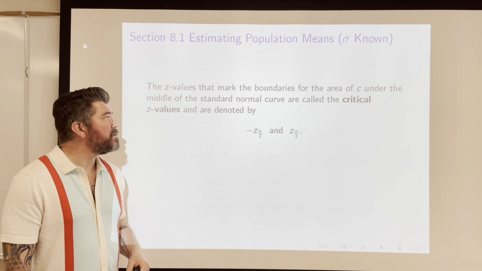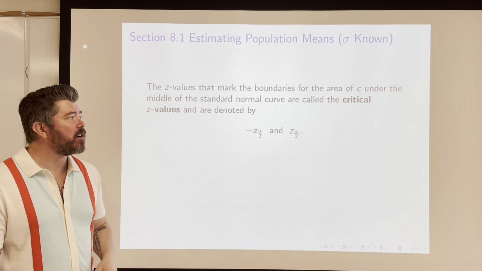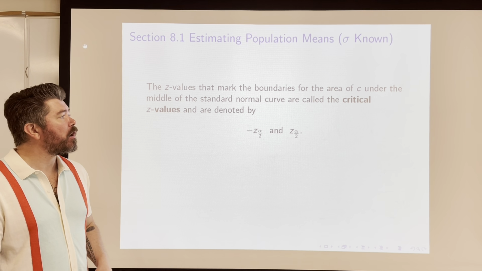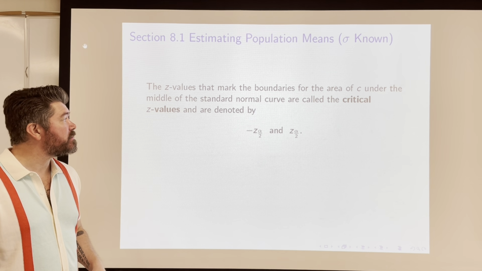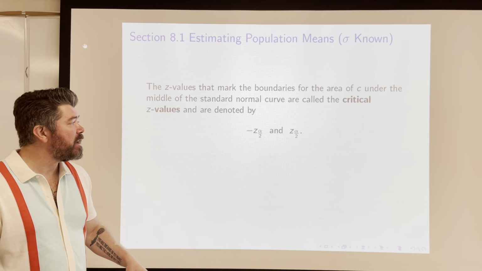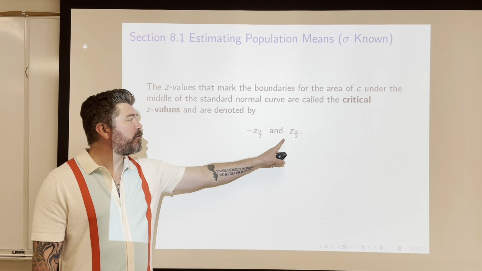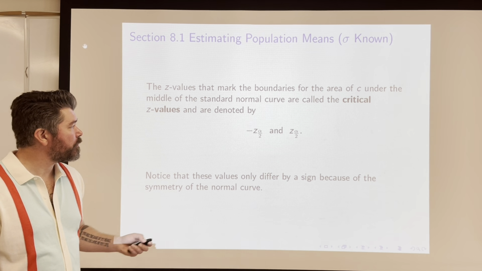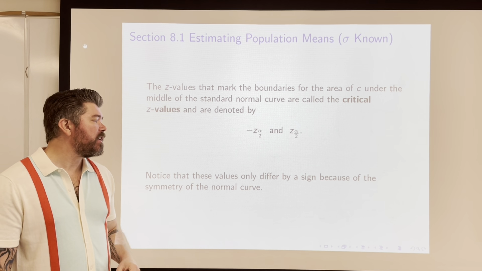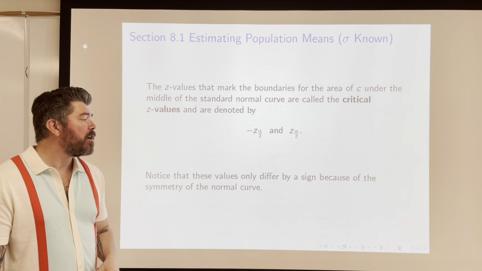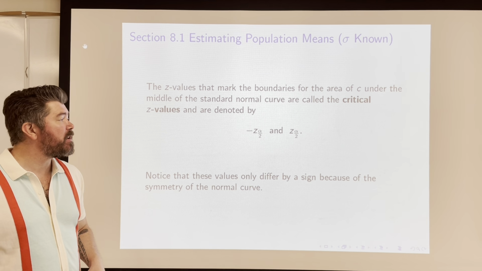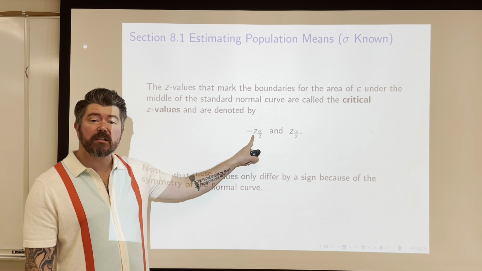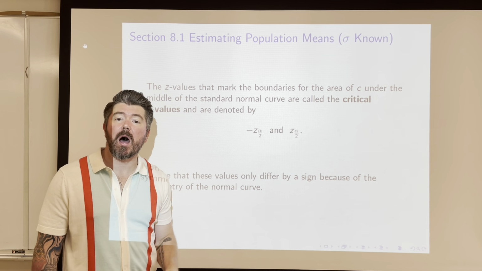The z values that mark the boundaries for the area of C under the middle of the standard normal curve are called critical z values and are denoted by negative z alpha over 2 and z alpha over 2. Notice that these values only differ by a sign because of the symmetry, right? So these are the same value except this one is negative and this one is positive.